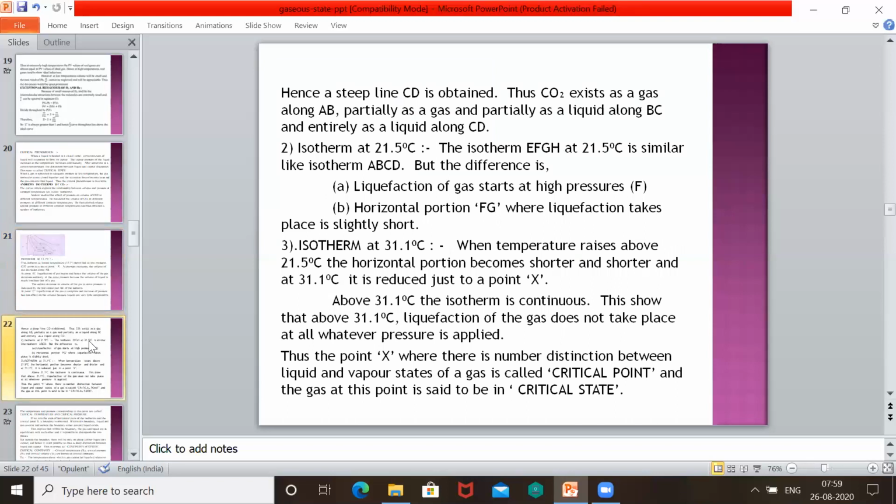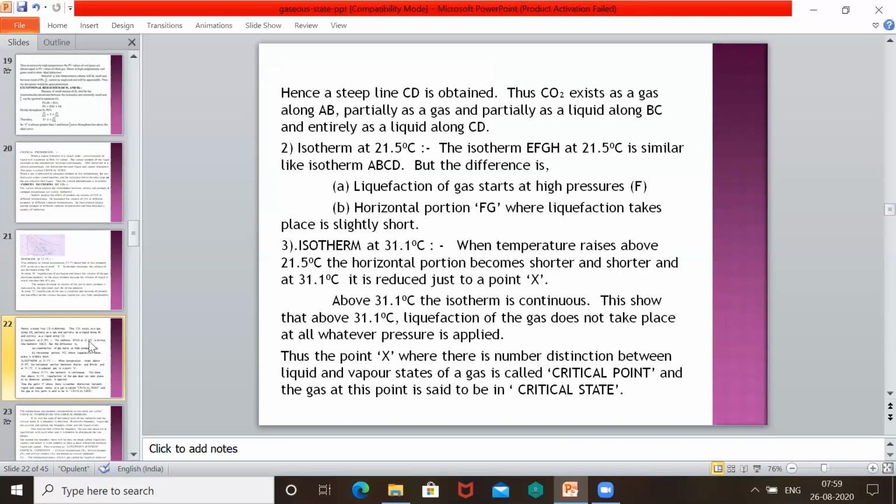Hence, steep line CD is obtained. Thus, carbon dioxide exists as a gas along AB, partially as gas and liquid along BC, and entirely liquid along CD. You have to define the first isotherm like this.